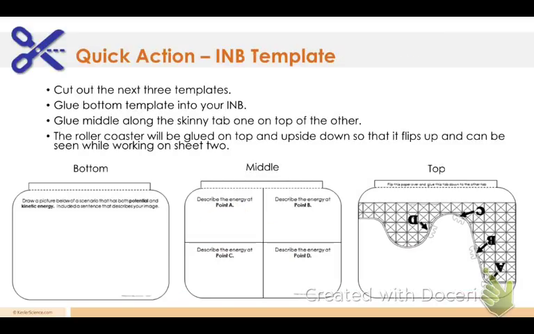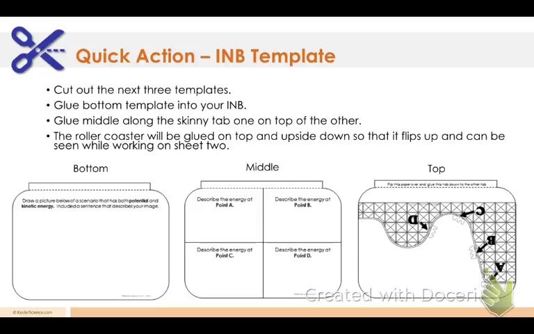All right, now you're going to skip to the 4th, 5th, and 6th page of the packet. You're going to cut out these 3 templates, and then you're going to glue the bottom one, as it's labeled, into your interactive notebook on page 40. So if you need to, just label up until page 40. And so you will glue that on page 40.